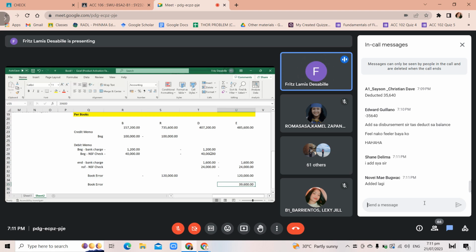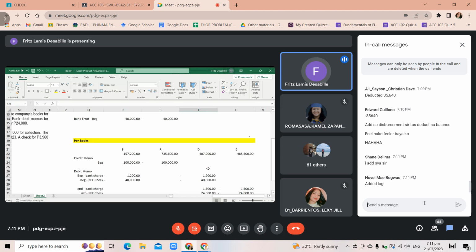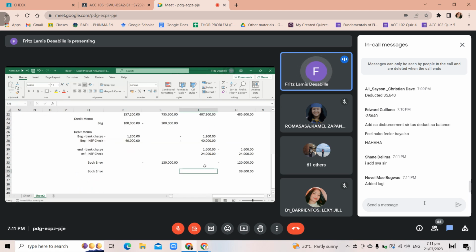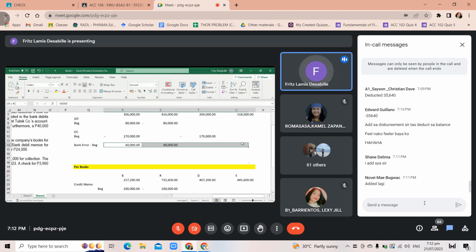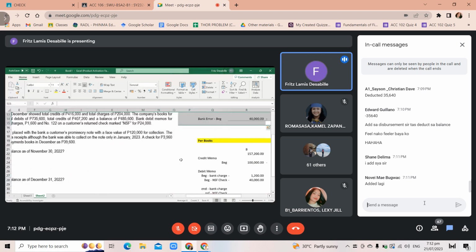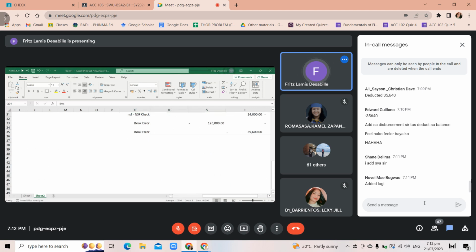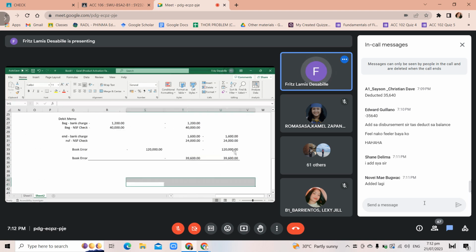Okay. So since it affected our disbursements, so ato siya pangpangon pod sa atong disbursements. Kay dili man siya proper na disbursement. Sayo pa siyang pag-record sa katong disbursement. So ato siya adjust. Salig lang ko sa 39,600 that is 35,640, sorry. 35,640, negative.